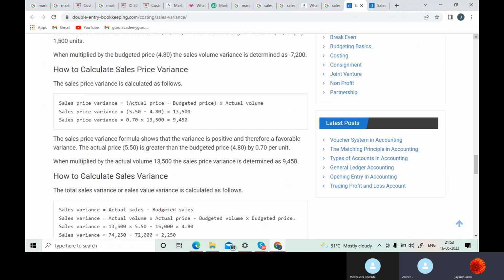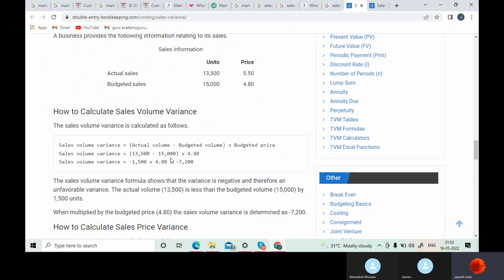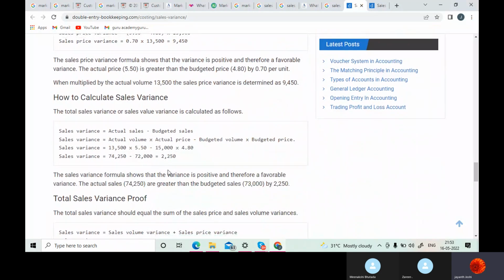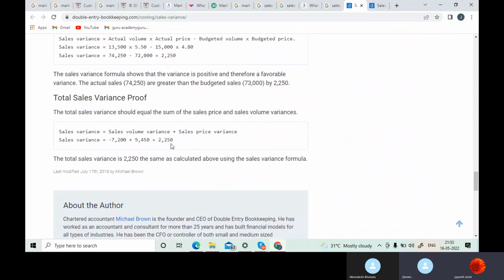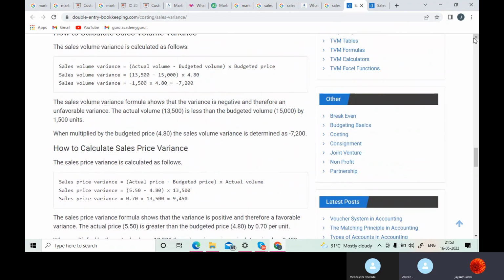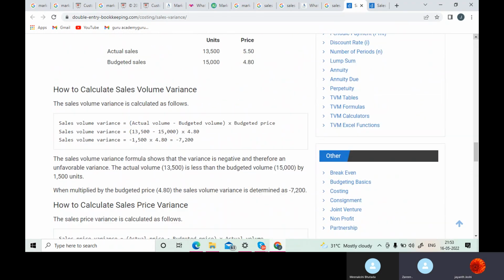So these are the variances. You can check your answer. This is sales volume variance, this is sales price variance, and this is sales value variance. They have done a proof also. No, 2,250 is positive, so it's favorable. This is adverse. Sales volume variance is not negative.